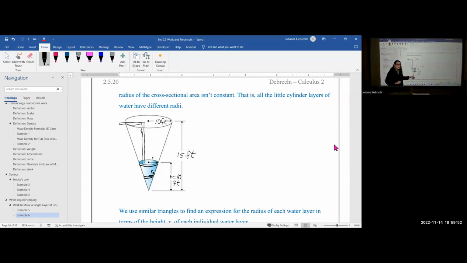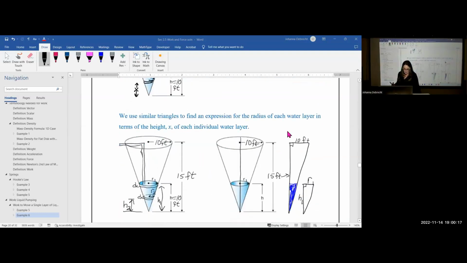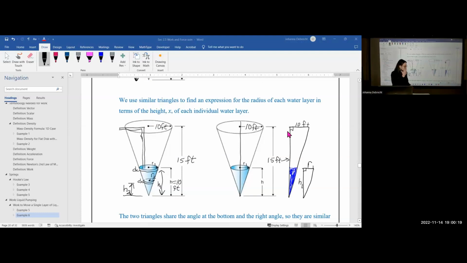So as I go further down, the radius is getting smaller. So the radius is depending upon this height here from the bottom, which we're calling X. So the height of my particular layer is X, and the radius is a function of X. It depends on the X value. What we're going to use in order to compute these is similar triangles. So let me show you how to set up the similar triangles.